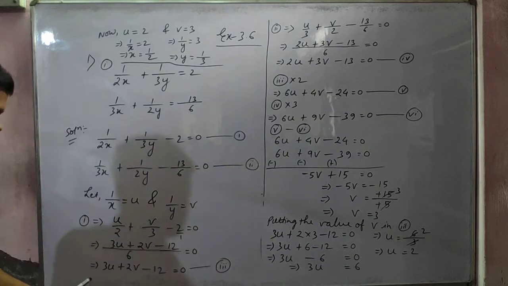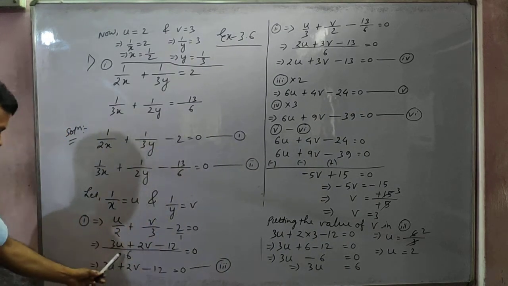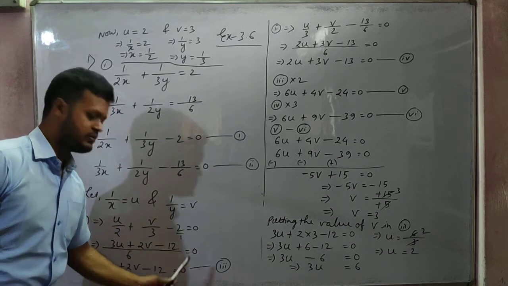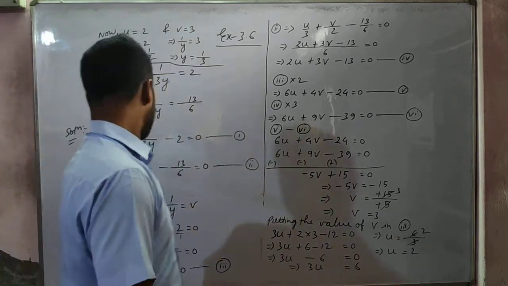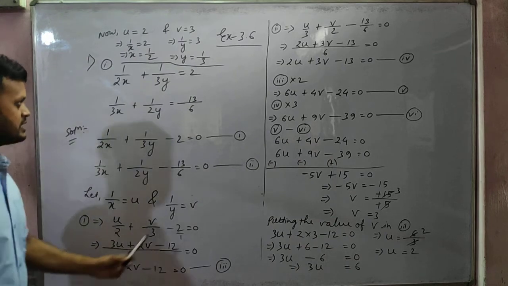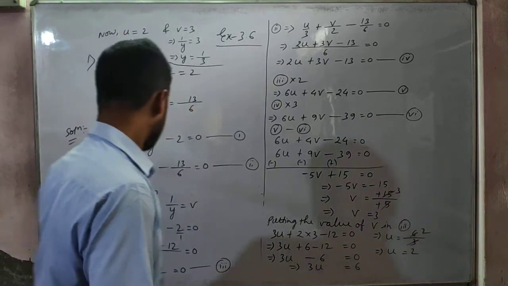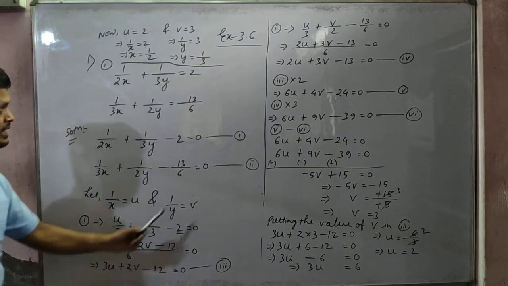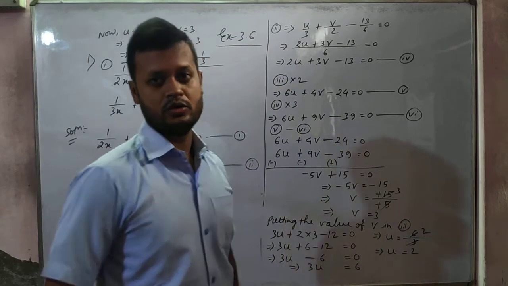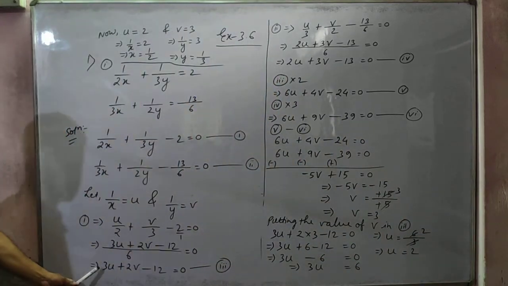Here also I did the same thing. See here, 6 was there. This 6 if I cross multiply, then 6 into 0 will be 0. So now students, I saw what is the coefficient of u here? 3. And what is the coefficient of u here? 2. What is the LCM of 3 and 2? 6. So I have to make 6 here in place of 3.